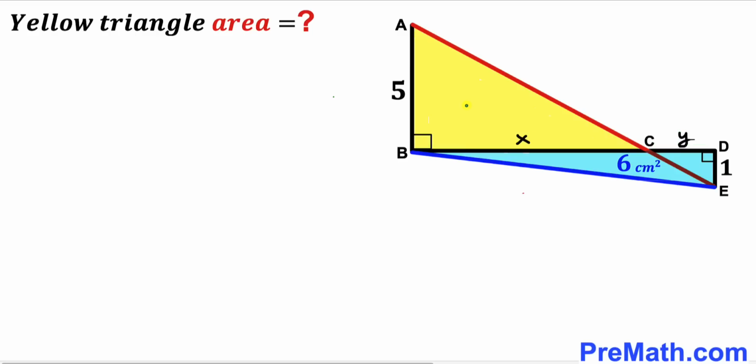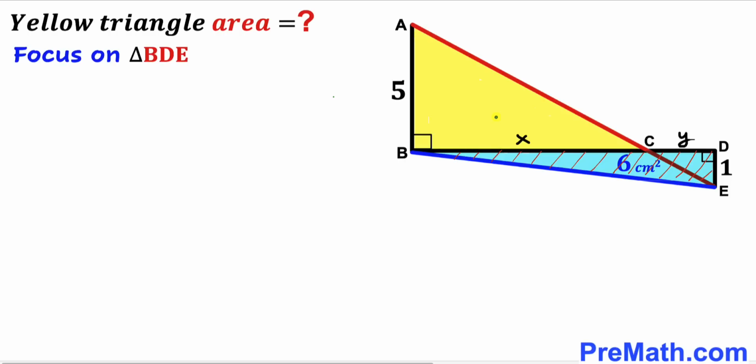Since we are interested in calculating the area of the yellow shaded triangle ABC, let's recall the area of a triangle formula. Area is always equal to a half times base times height. In our case, the height of this yellow shaded triangle is given as 5. However, the base x is unknown. So our task is to calculate the value of x.